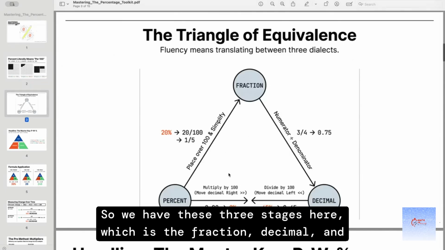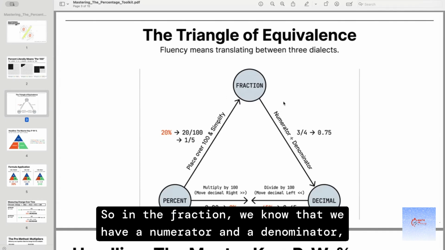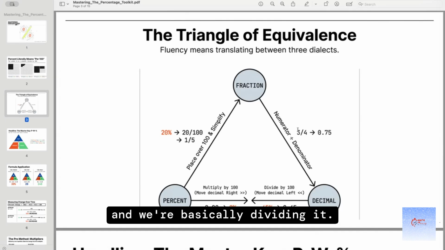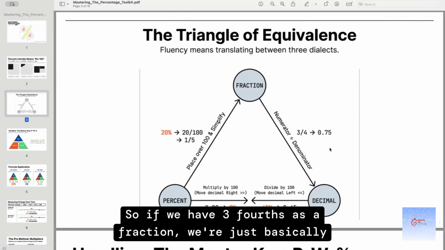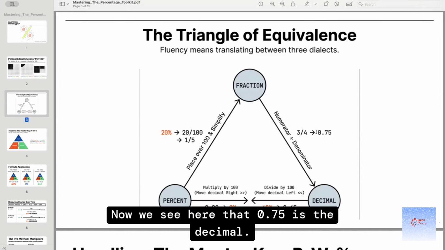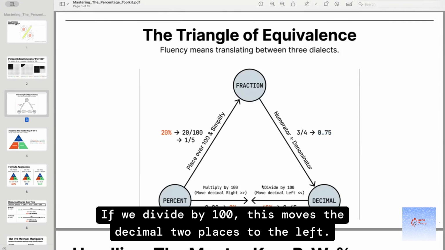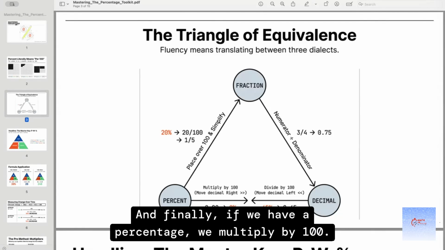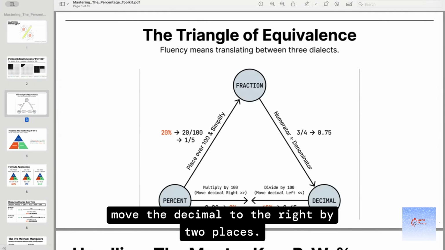So we have these three stages here, which are the fraction, decimal, and percentage. In the fraction, we know that we have a numerator and a denominator, and we're basically dividing it. So if we have 3/4 as a fraction, we're just dividing 3 by 4, which is 0.75. Now we see here that 0.75 is the decimal. If we divide by 100, this moves the decimal 2 places to the left. And finally, if we have a percentage, we multiply by 100, moving the decimal to the right by 2 places.